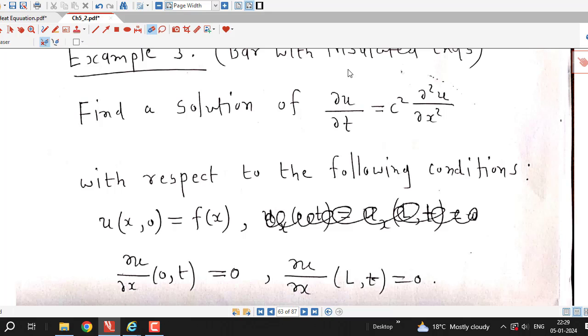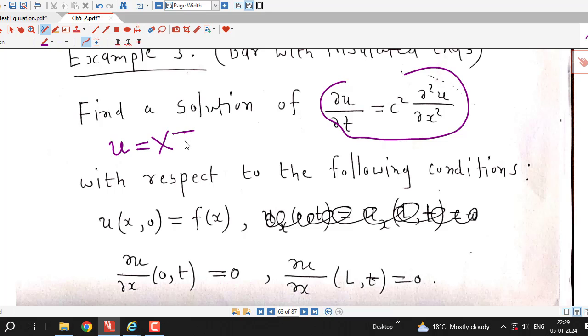As usual we will apply the method of separation of variables, and for that we assume that our solution u is the product of two functions of x and t, where capital X is a function of x only and capital T is a function of t only.